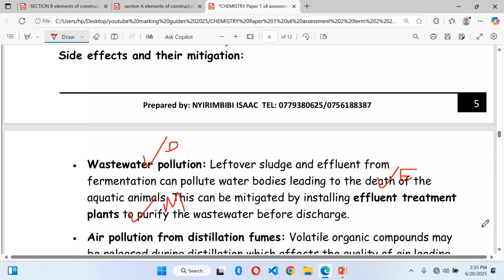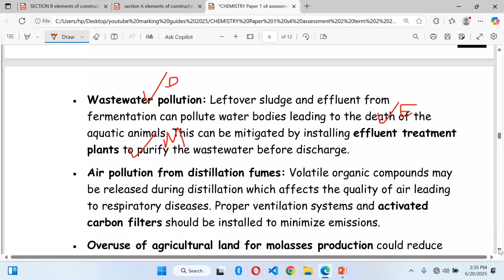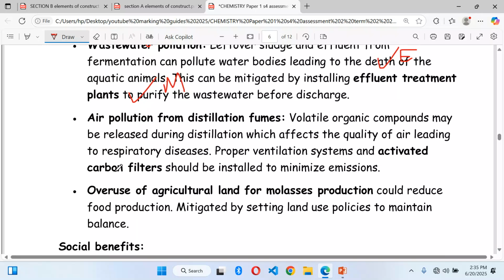But for the case of our discussion today, we're going to look at other dangers, like air pollution from distillation fumes. You get a mark for the danger. Then explain how this comes about. So we're saying that volatile organic compounds may be released during distillation, which affects the quality of air, leading to respiratory diseases. What do we need to do? Proper ventilation system and activated carbon filters should be installed to minimize emission. So that becomes our mitigation.